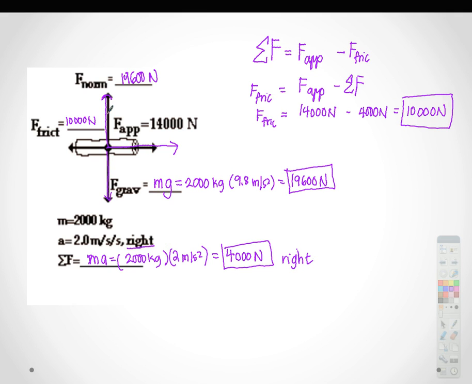And it makes sense, again, going up or down is equal. If you consider these two, they are in opposite directions, so you are subtracting them, and this one is bigger than the other, so it will give you 4,000 going to the right, which is the same net force that you calculated earlier, right?